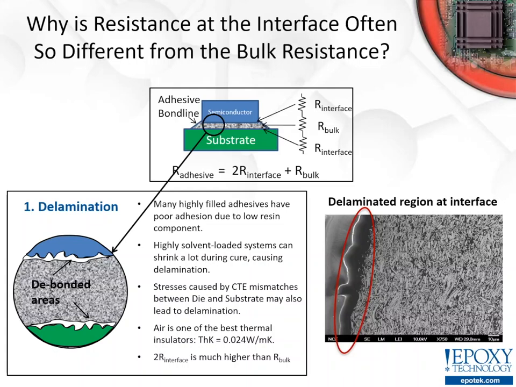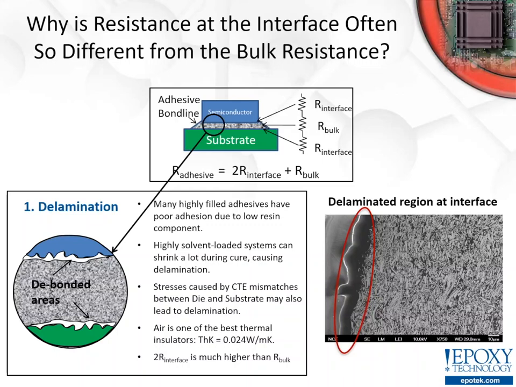Another trick that's used to boost thermal conductivity is loading the material with solvent. Those solvents can become trapped within a bond line and during cure can cause shrinkage and delamination, pockets where those solvents were stuck or couldn't be removed from the bond line. Stresses such as CTE mismatches can occur, and those can also cause delamination within the bond line.